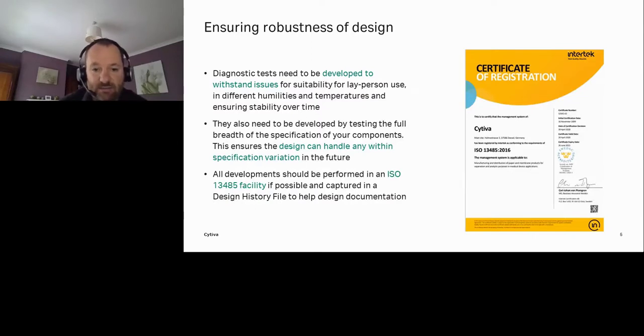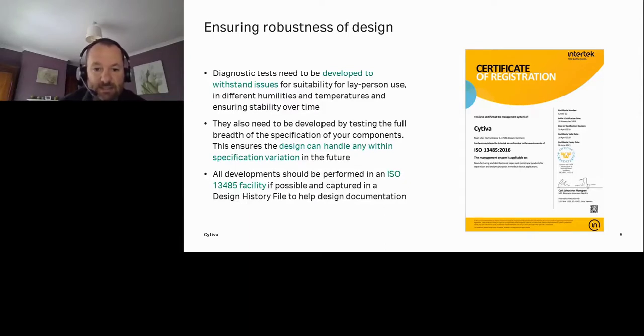So typically during development, it's important that you get products from the extremes of a specification. You'll have a product with a nominal or an average rating, but within the typical release, it might vary.